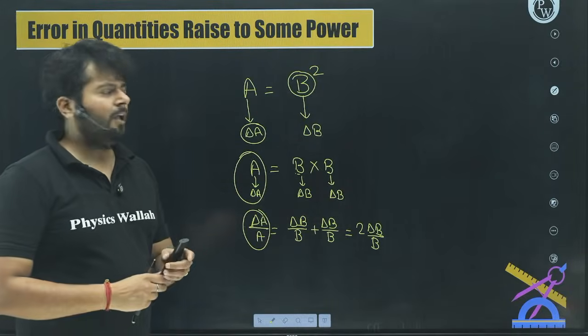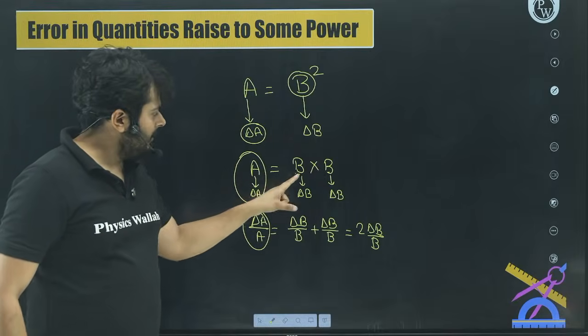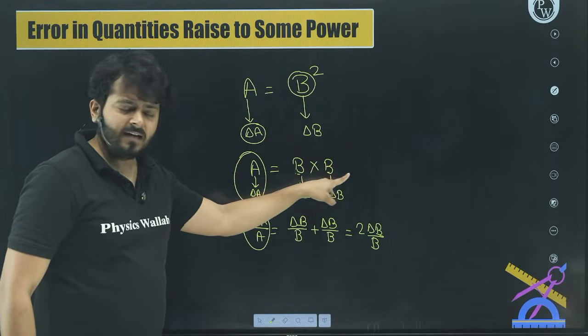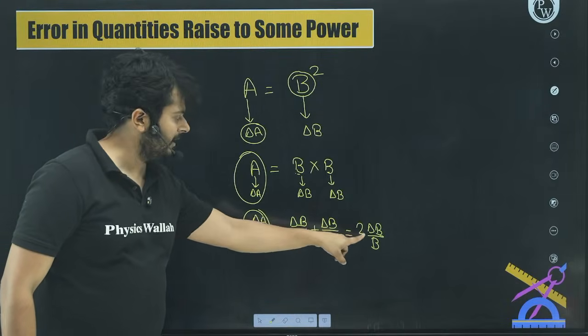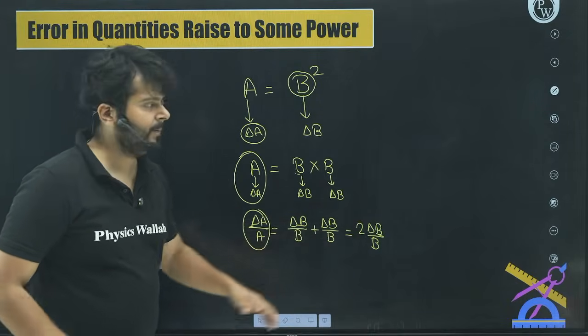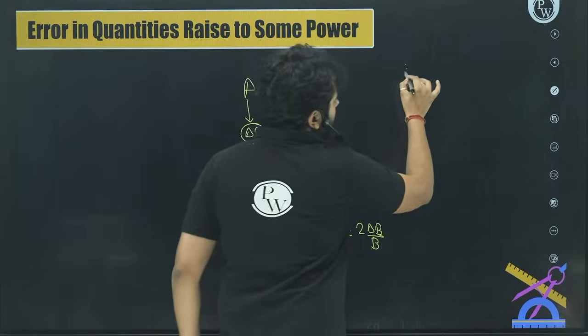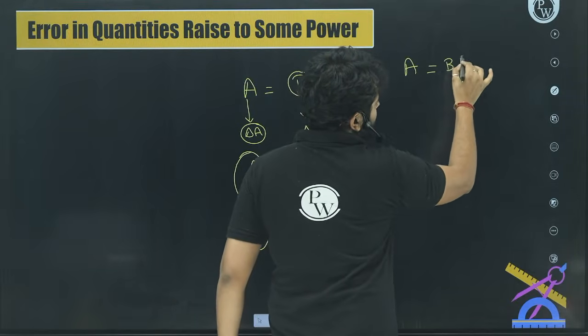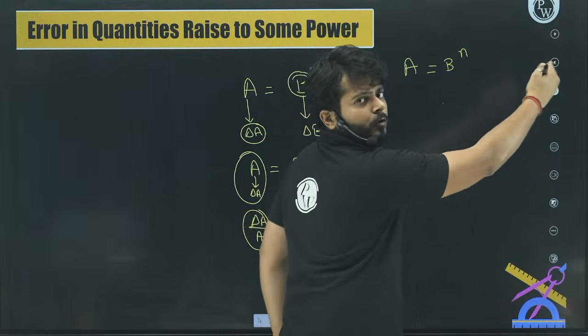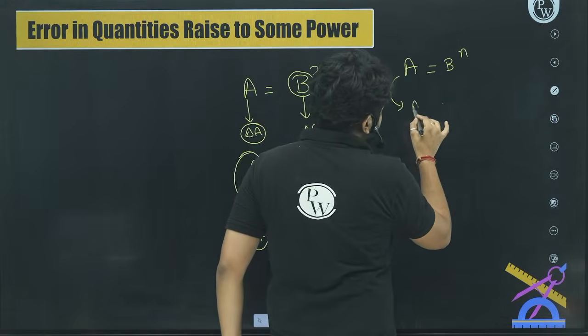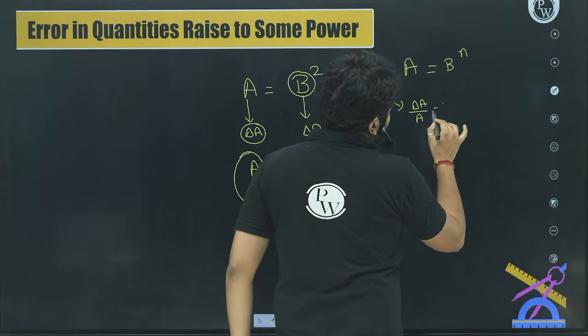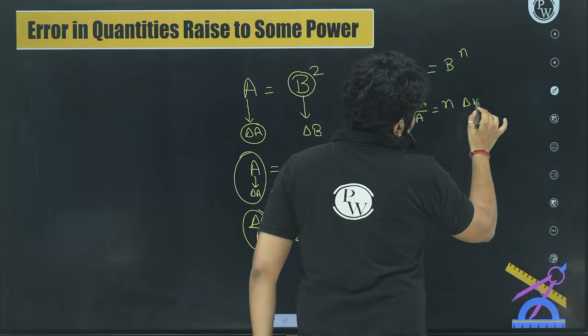If the power was 3, we would have B into B into B, so delta B upon B plus delta B upon B plus delta B upon B. So here we would have 3 times delta B upon B. If the power was n, if A is equal to B to the power n, similarly B into B into B, n times, we can write, and the error in the result, delta A upon A, will be n times delta B upon B. Is that clear?